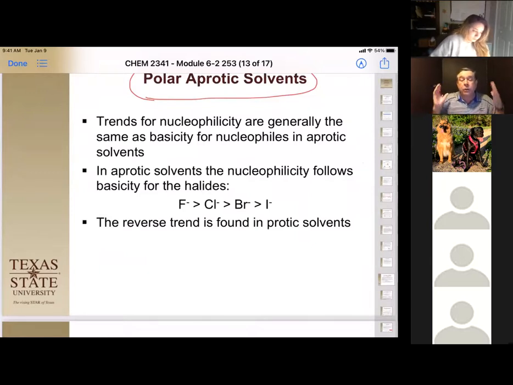So when you're looking at something and you're saying, hey, I have this ion in my system, I need to look at the solvent to see where the equilibrium of this reaction will lie. So if you did the reaction in water, you're going to end up using iodine as the nucleophile. If you do the reaction in acetone, you might end up with fluorine as the one being the nucleophile.